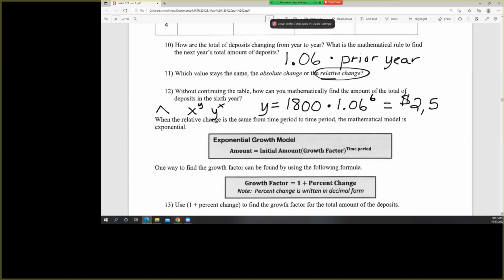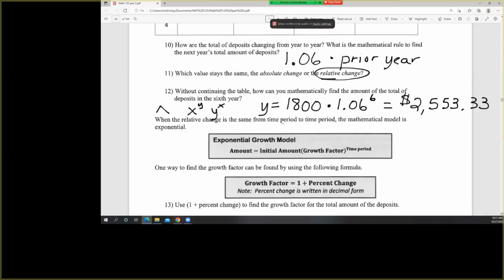So I came up with 2,553 and 33 cents. And this is our exponential growth, basically. So we take the initial amount, the starting amount, the growth factor, which is the 100% plus the percent of change. That's why we have to have the 1.06. If we just use 0.06, we're going to get a much smaller number, and it's going to be like, this is not right.